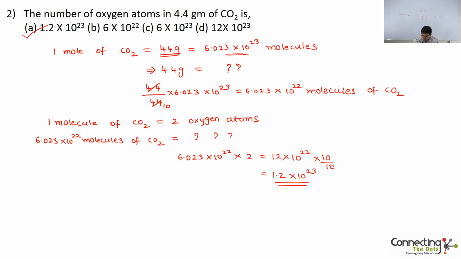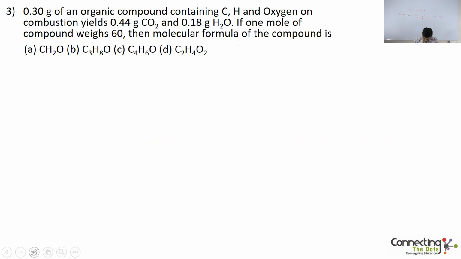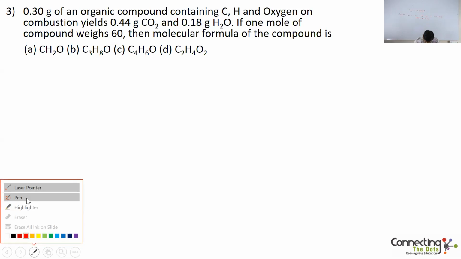Let us look at the third question. 3.3 grams of an organic compound containing carbon, hydrogen and oxygen on combustion yields 0.44 grams of carbon dioxide and 0.18 grams of water. If 1 mole of the compound weighs 60 grams, then the molecular formula of the compound is. So first, let us find out the empirical formula. From that, you can calculate the molecular formula. So let us try to answer it.